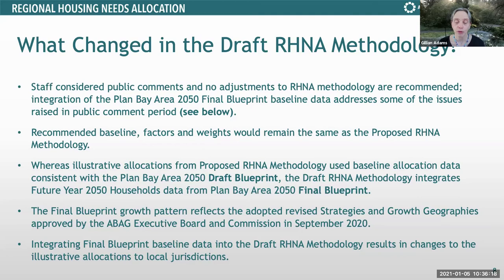Additionally, the final blueprint features updated baseline data gathered from local jurisdictions in the summer and fall of 2020 that respond to some of the comments we received and have helped to reduce the allocations to some unincorporated areas. Integrating the updated data about future year 2050 households from the final blueprint into the draft RHNA methodology results in changes to the illustrative allocations to local jurisdictions, which are shown in Appendix 3 of the release memo.